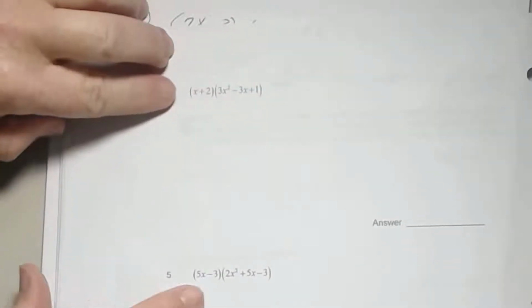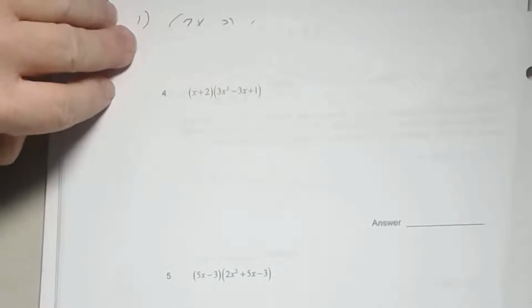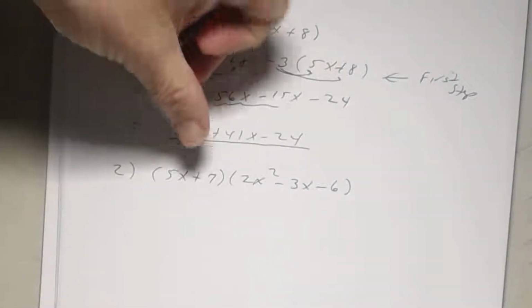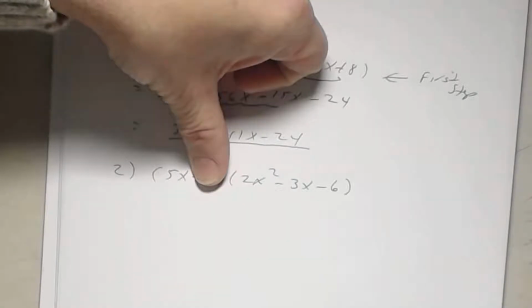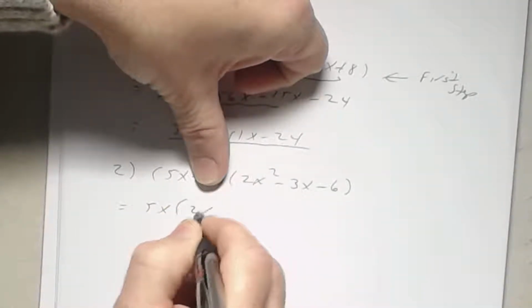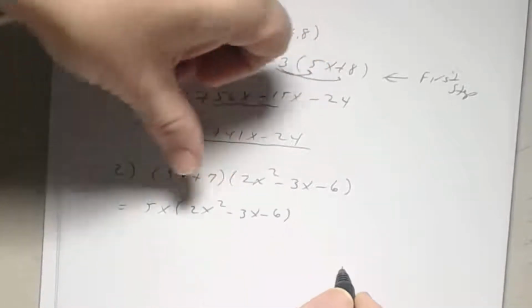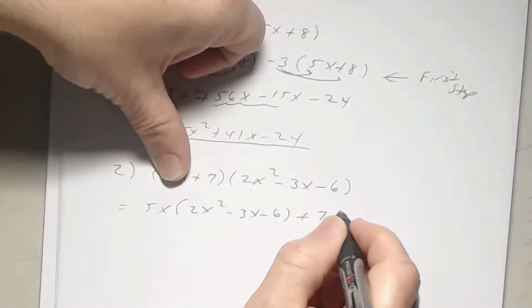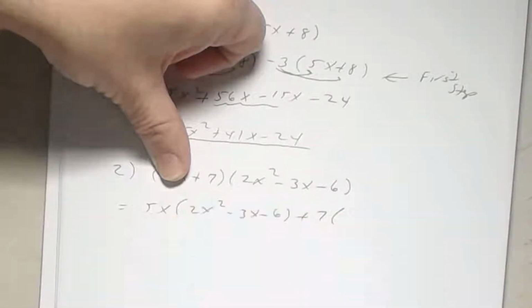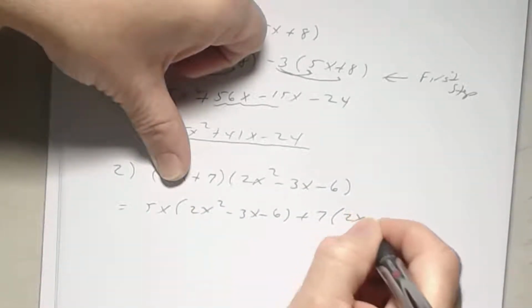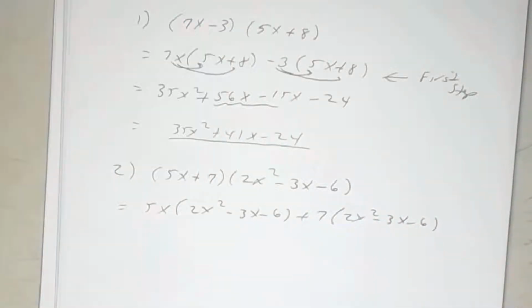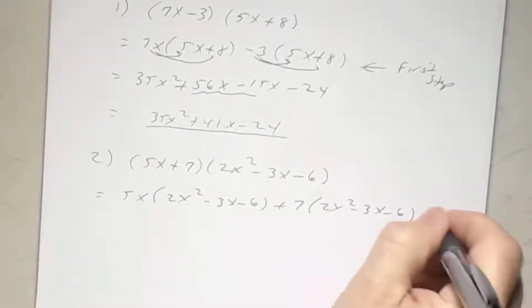When you go back to that worksheet, you see where it says numbers 4 and 5 are 3 points each. That's the one where you have a binomial times a trinomial. That's what we're looking at right now, and all you do is the same thing. I'm going to cover up that 7. You're going to say 5x times what? Very simple. Then I'm going to cover the 5x, and you're going to say plus 7 times that second polynomial, 2x squared minus 3x minus 6. So that's your first step. That's what I want to see when I say that first step.